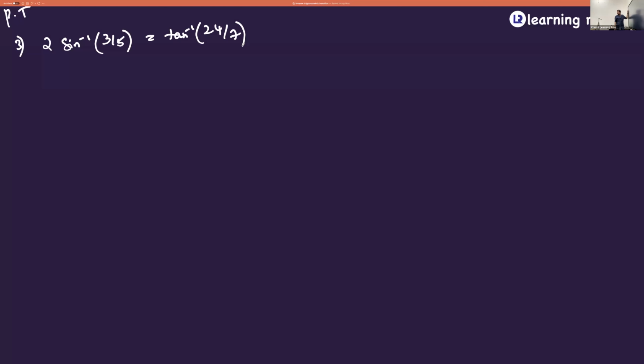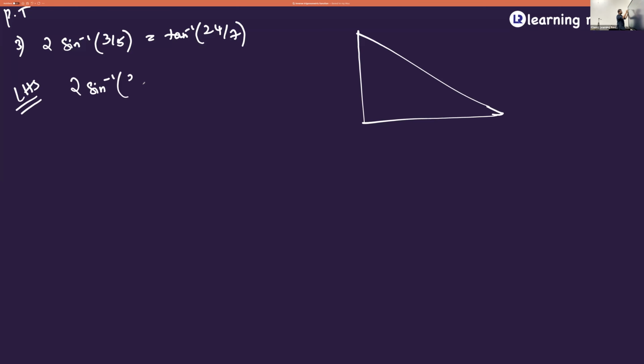You already know the formula, right? So we have a formula for this in the first place: 2 tan inverse x is sine inverse of 2x by 1 plus x square. Here the question itself is 2 sine inverse of 3 by 5. This is again simple. Whenever you get stuck, a right angle triangle will save us. So if you start from LHS, you have 2 sine inverse of 3 by 5.